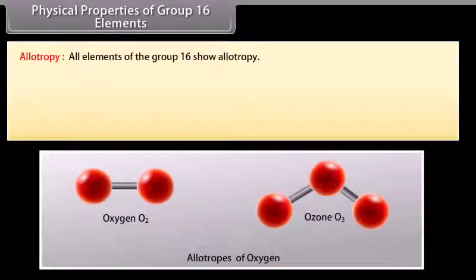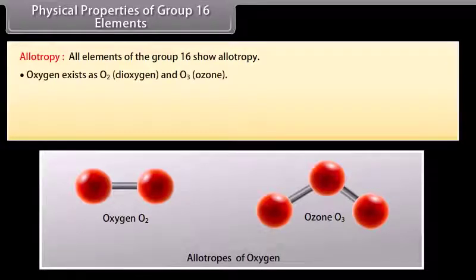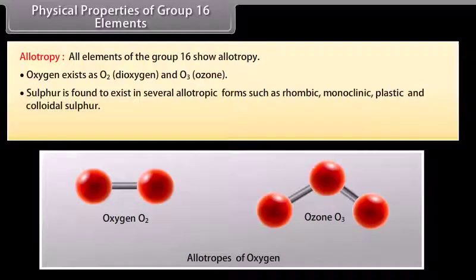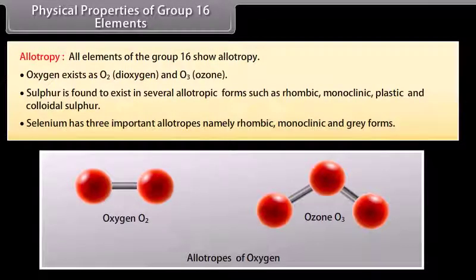Allotropy. All elements of group 16 show allotropy. Oxygen exists as O2 and O3. Sulfur is found to exist in several allotropic forms such as rhombic, monoclinic, plastic and colloidal sulfur. Selenium has three important allotropes, namely rhombic, monoclinic, and gray forms.